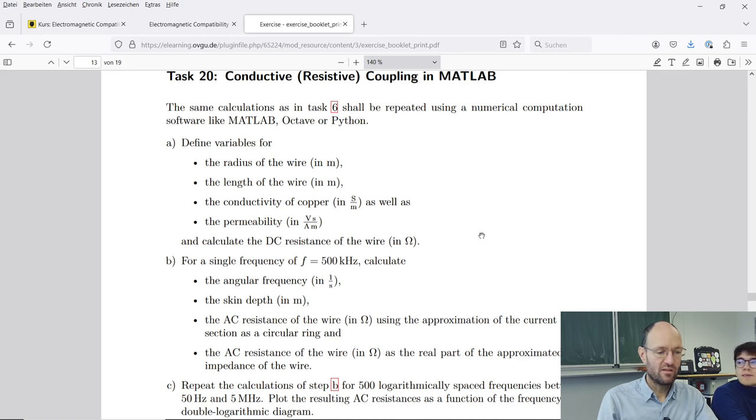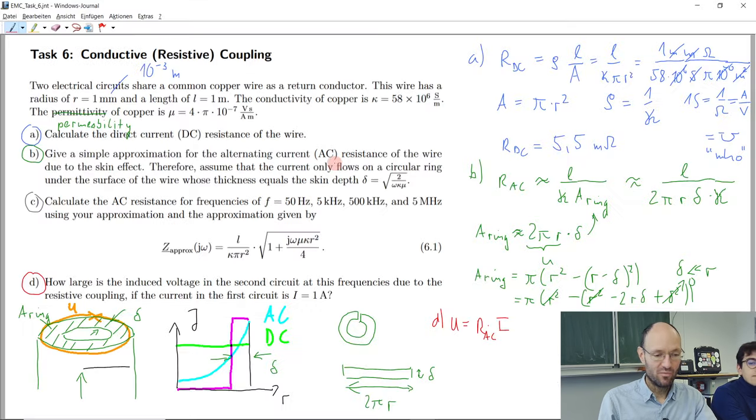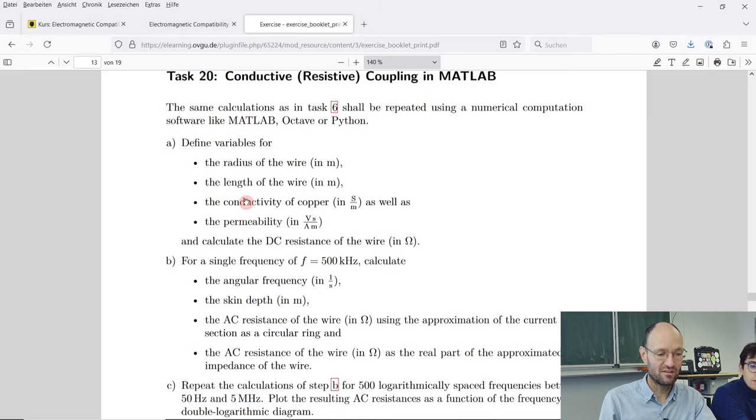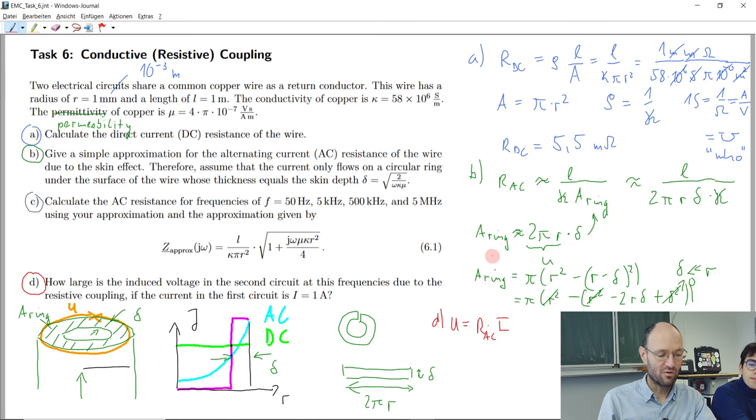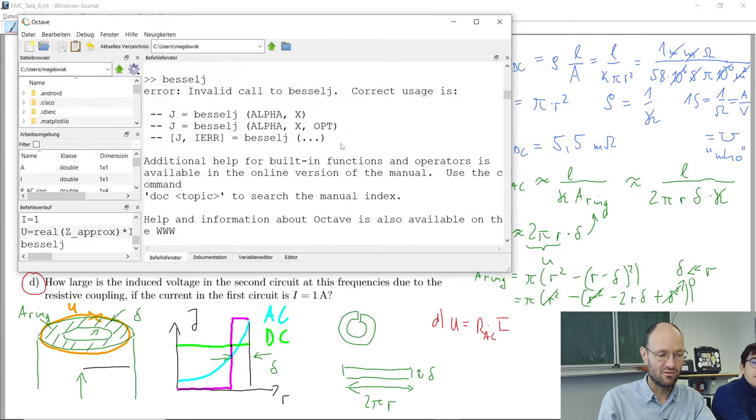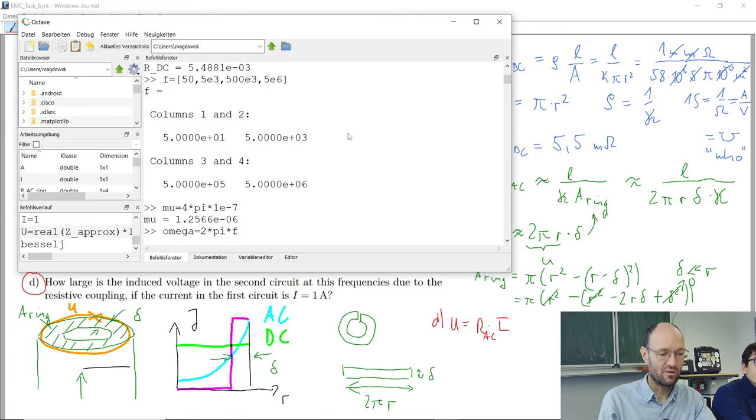So in this task 20, we can once again think about conductive and resistive or ohmic or impedance or galvanic coupling. And here MATLAB is suggested. I will use Octave now. That is also mentioned here, which has the very same syntax. You could also do it in Python or other numerical tools. And while solving the exercise task 6, that is also mentioned here, we thought about some formulas and we already did part of the calculation because we defined all these variables, but just for four frequencies, namely 50 Hertz, 5 kilohertz, 500 kilohertz, and 5 megahertz.